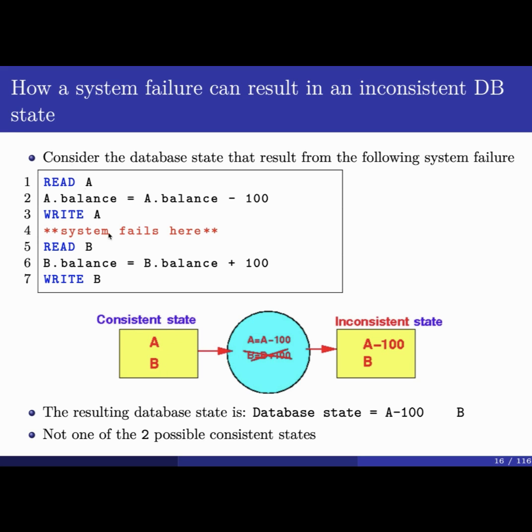And after you execute this transaction, remember, you didn't finish all the instructions for this transaction. So in this case, what happened here? You see that the system failed after you write A, so you didn't execute this one. You start from A and B, and you end up with A minus 100 and B. Do you have a consistent state? No, it's not a consistent state.